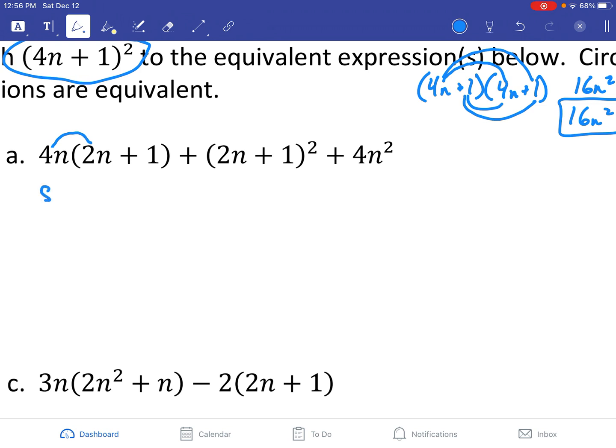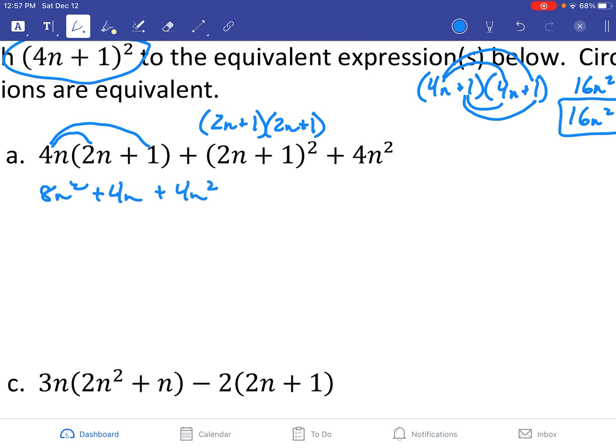First one, we're going to multiply 4n times 2n and get 8n squared. 4n times 1 gives us 4n. This next part, 2n plus 1 squared, is going to be the same thing we've done the last two times. I'm going to do them together.